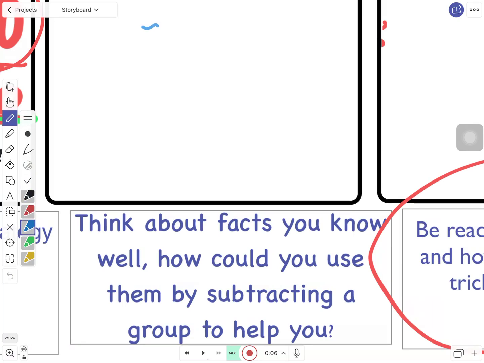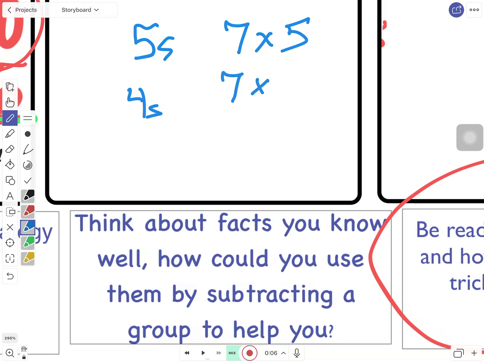Well, I know my 5s pretty well. So how could I subtract a group? Well, I don't know my 4s as well. So if I needed to solve 7 times 5, could I use that to solve 7 times 4? And just subtract a group? You could. So think about that. If 7 times 5, 5, 10, 15, 20, 25, 30, 35. The product is 35. I didn't take the time to have to do an array.